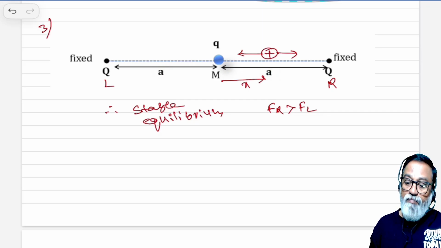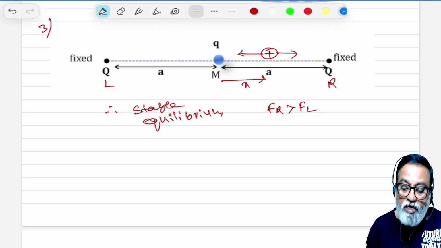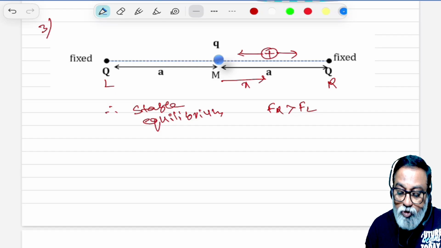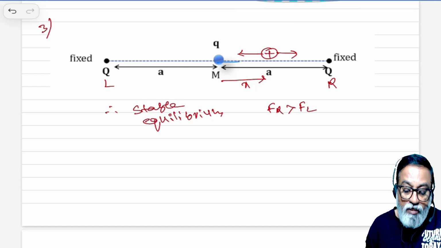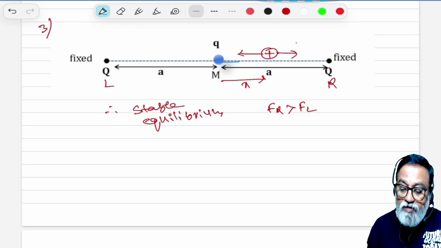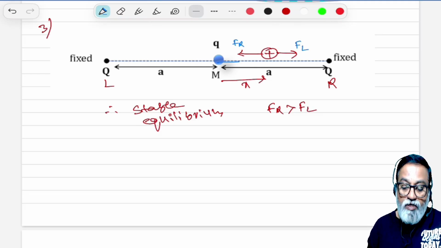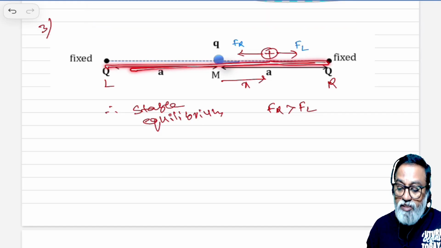Is it a stable equilibrium or an unstable equilibrium? For example, consider this charge as a positive charge. If this positive charge is displaced through a small distance x here, I am taking this as the left charge and this as the right charge. Since it is a positive charge, it is repelled by this one. This is the force by the left charge and this is the force by the right charge. Here the left charge distance is more when compared to the right charge distance.